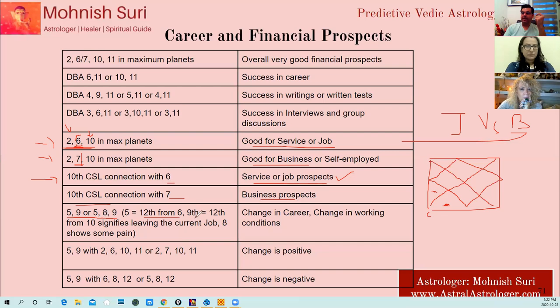along with 8, why 8? Because the 12th house from the 9th house is the 8th house. And 8th also signifies pain. Whenever you change your career, whenever you change a job, there is always an element of pain there because you are leaving your comfort zone and entering a new zone. And then the 9th house, which is the change of your career. 10th is your career and 12th from 10th is 9th. So the combination of 5, 9 and 8 is a change of your job.